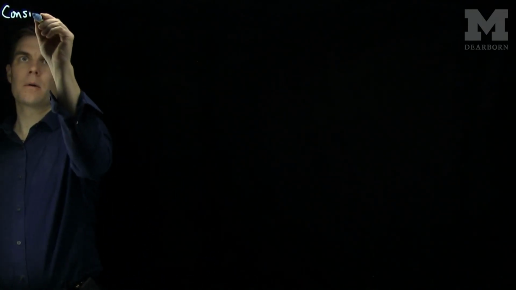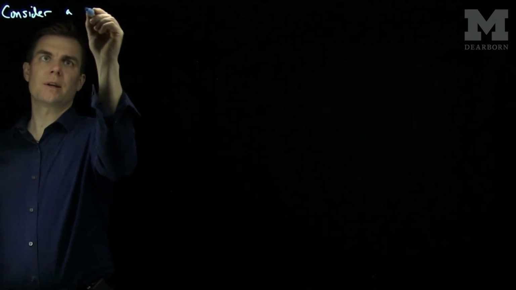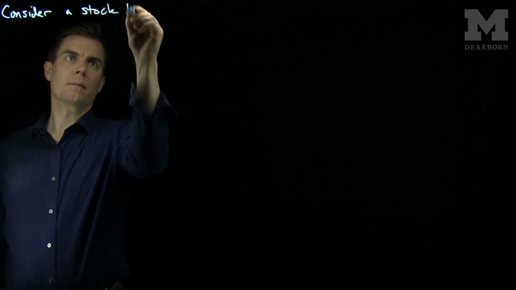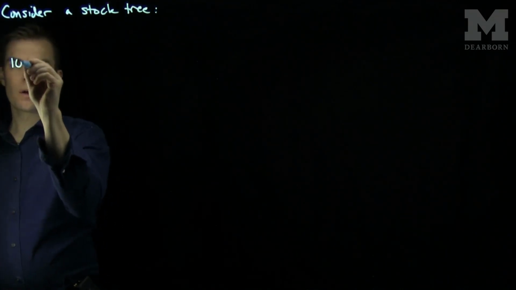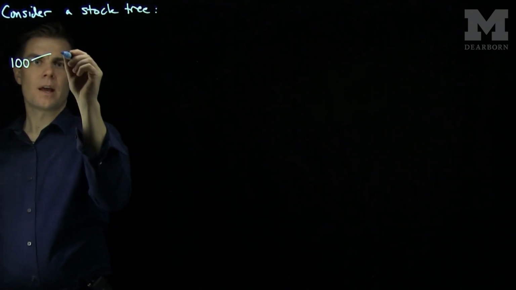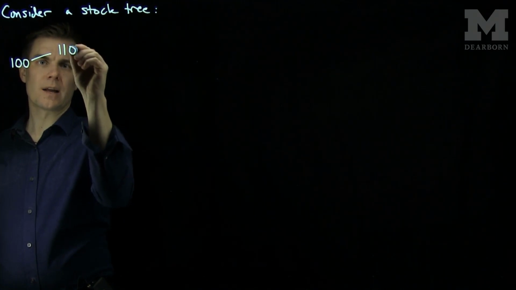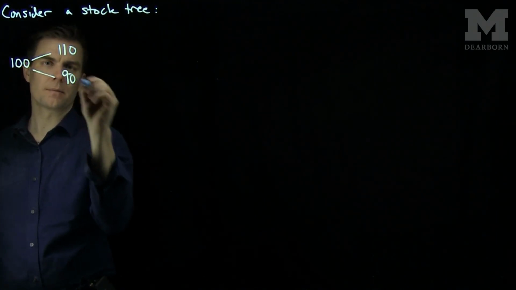Hello students, in this video we'll see an example of how to compute the value of an option over a time period longer than 1. So let's consider a stock tree. I will start with $100 and go up to 110 or down to 90.